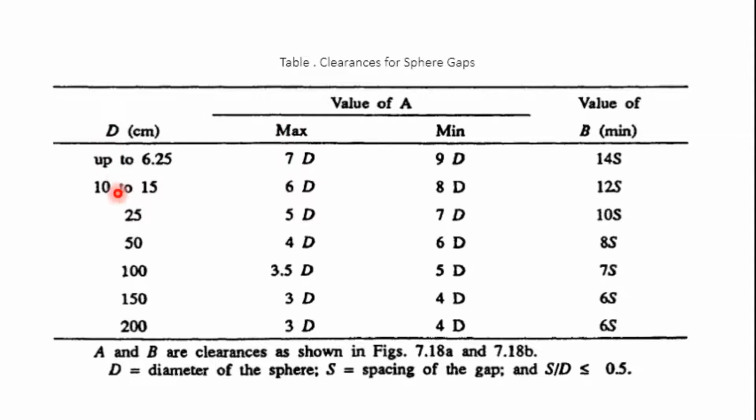For D, that is the diameter of the standard spheres, 6.5 to 15 likewise, these are the minimum and maximum values of A. The clearances are up to 7D and 9D minimum values, and the minimum values of B. The 14S is the spacing of the gap. So the table has to be followed while conducting the experiment for the standard spheres.